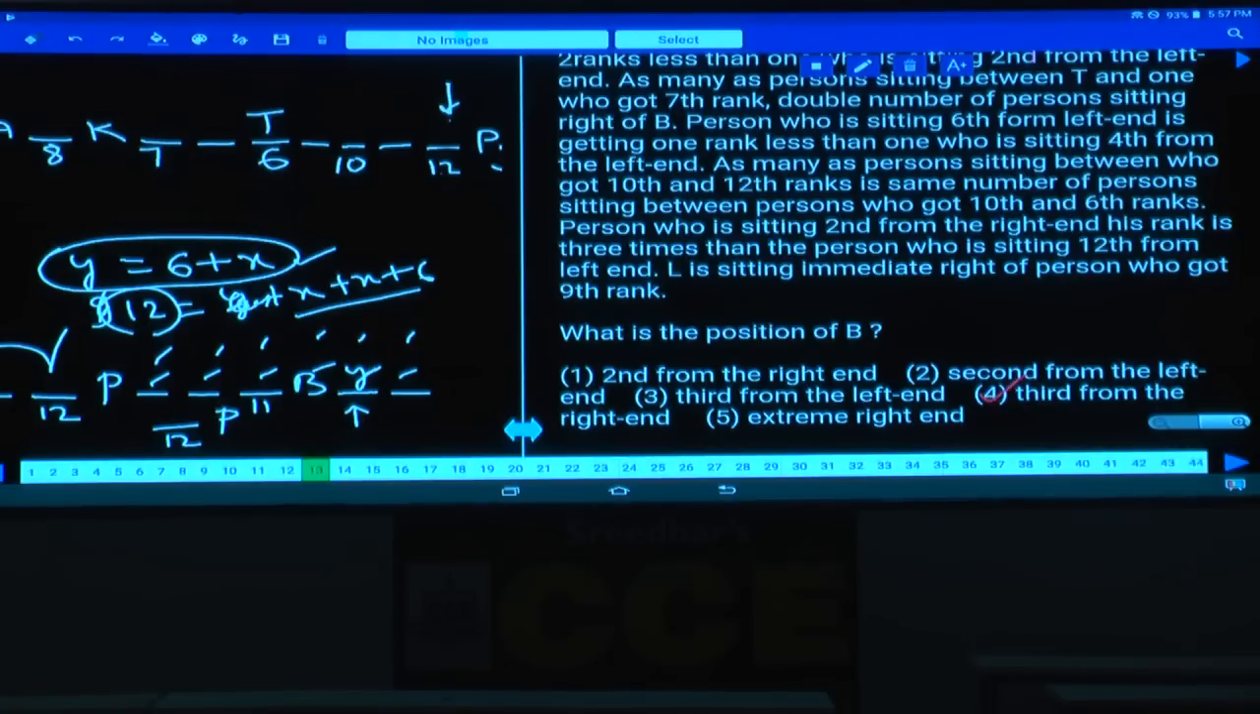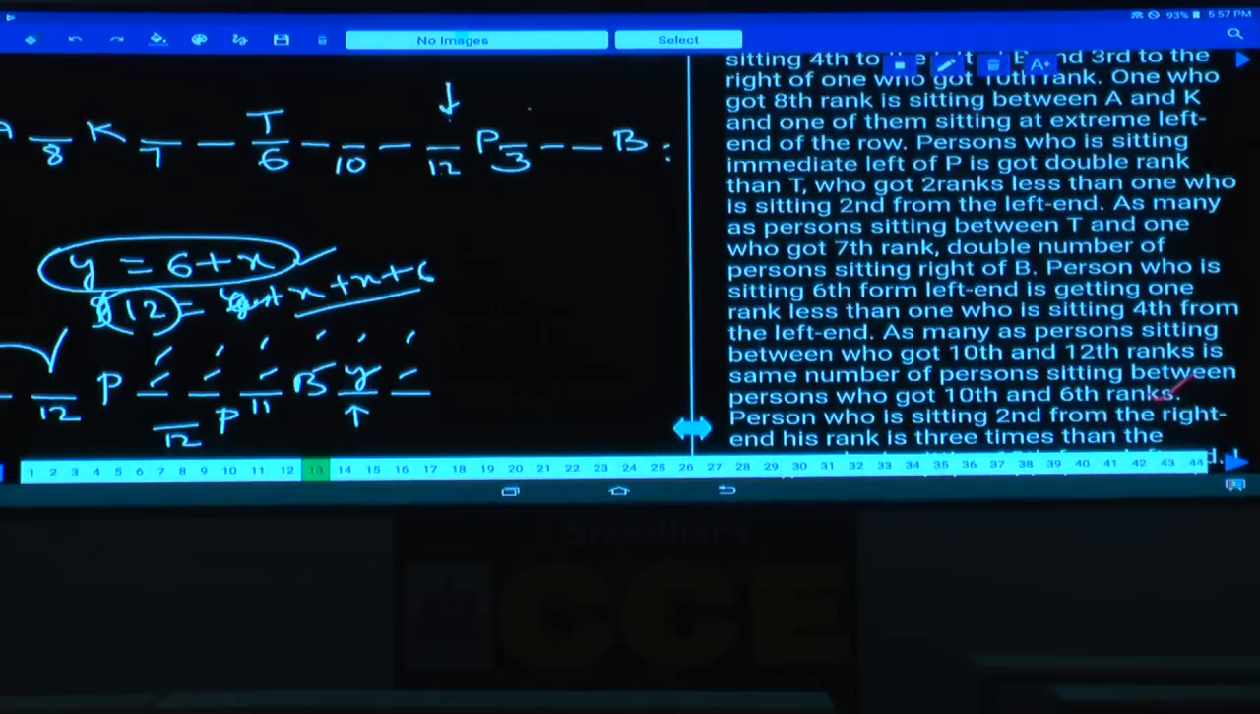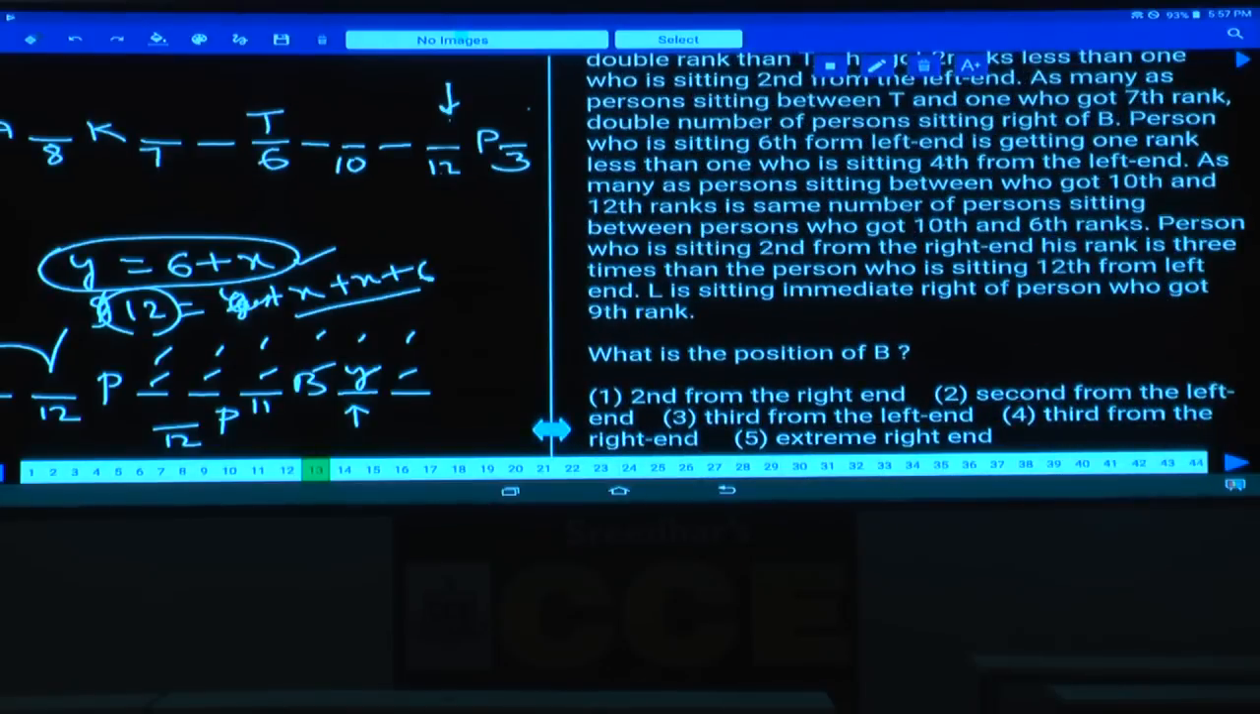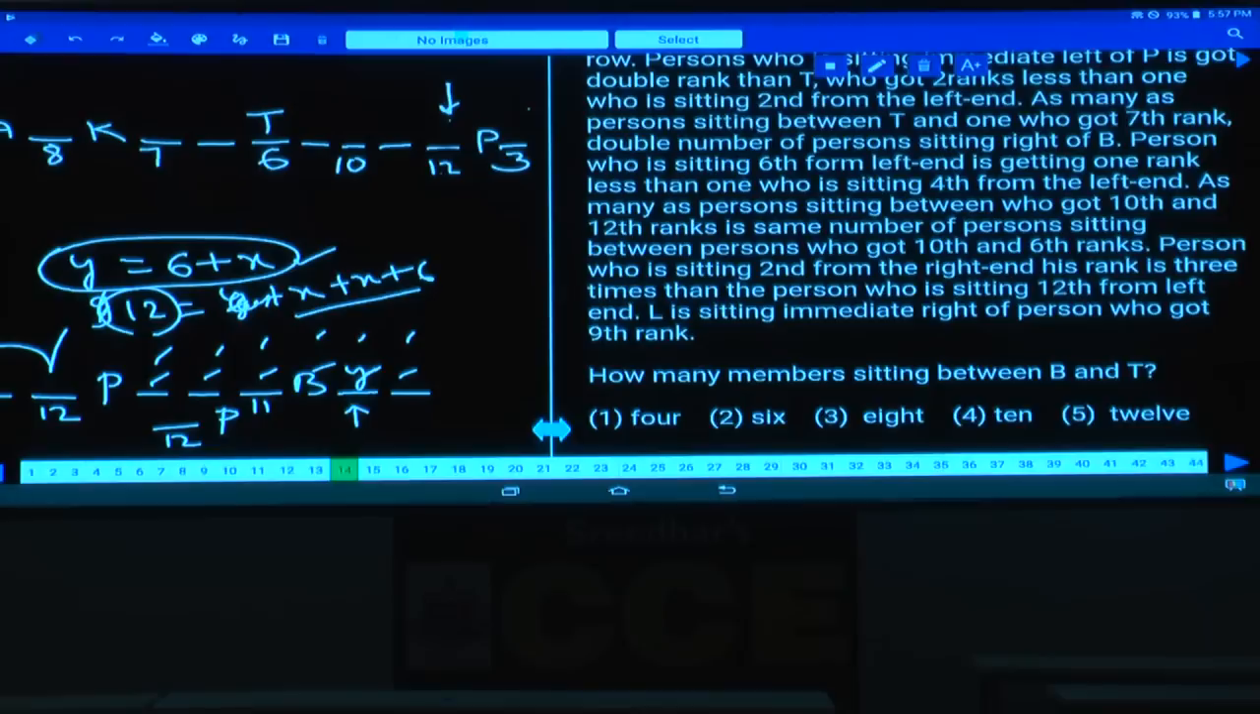Then next one. How many members are seated between B and T? Yes, how many persons are in between B and T? 1, 2, 3, 4, 5, 6, 7, 8 persons are in between B and T. 8 persons, and it is given with choice. Number of persons in between B and T is 8, that is choice 3.